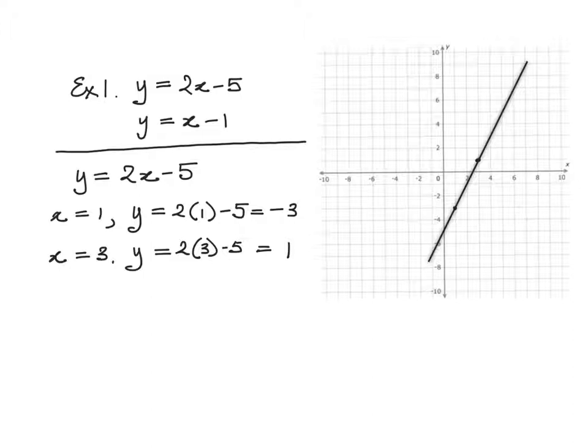What I want to do now is do exactly the same thing with the second equation, y equals x minus 1. So if I pick some x values, let's take the x value 5. 5 take away 1 is 4. So 5 along and 4 up. 5 along, 4 up then is this point here.